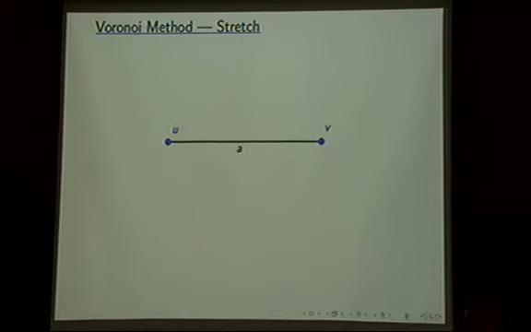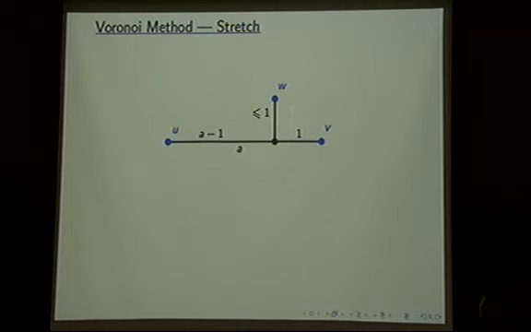Well, how does the stretch proof work? If you're still ready for another proof. So if we have U and V here, and the distance between U and V is A. Now, let's assume for the moment that U and V are Voronoi nodes, just so that we don't have to deal with this initial segment.